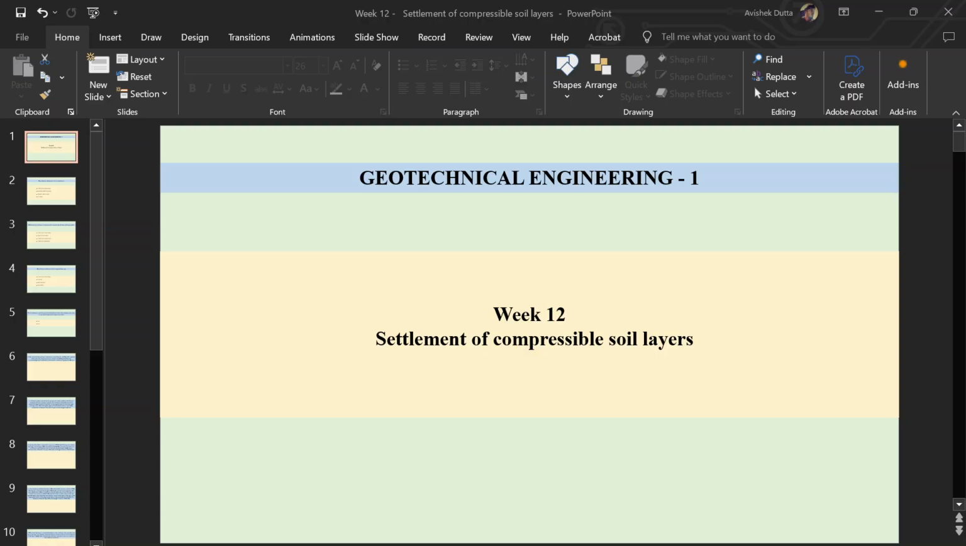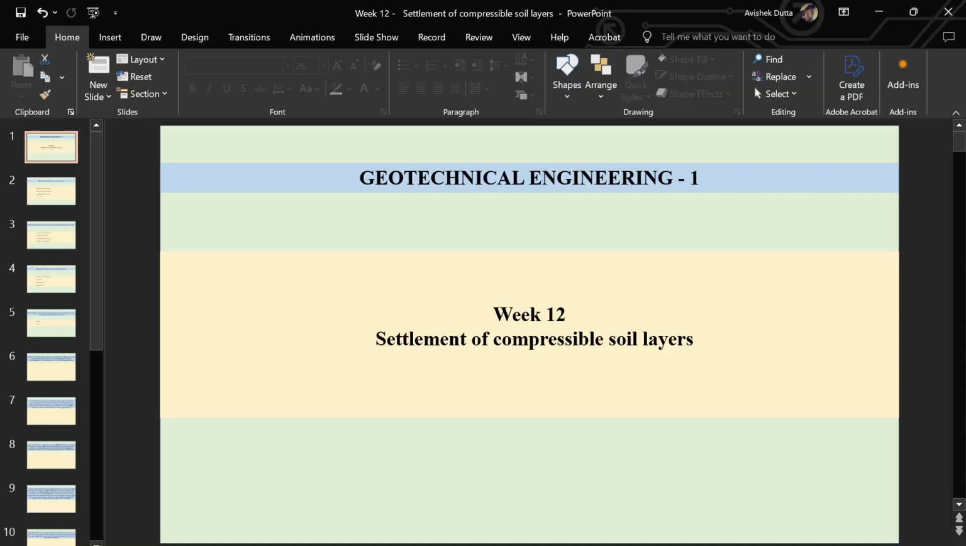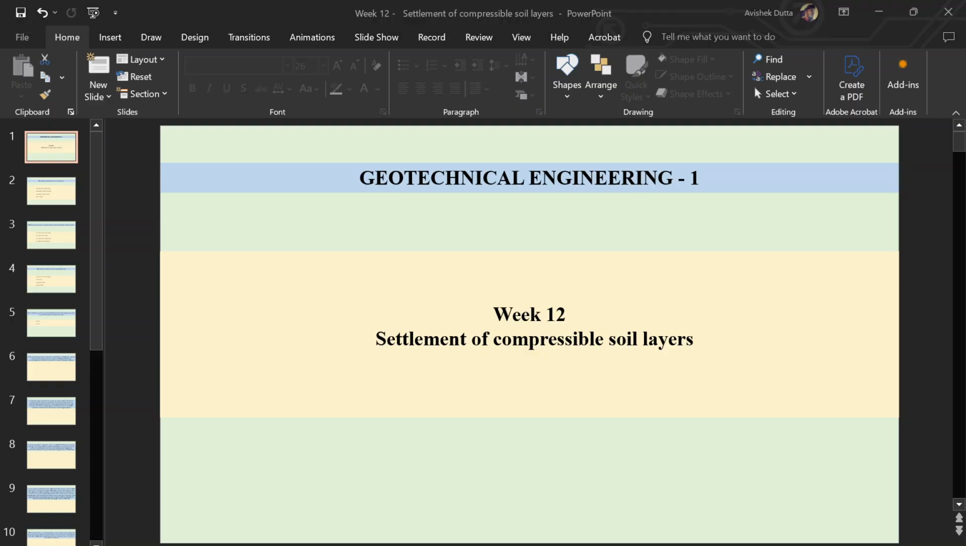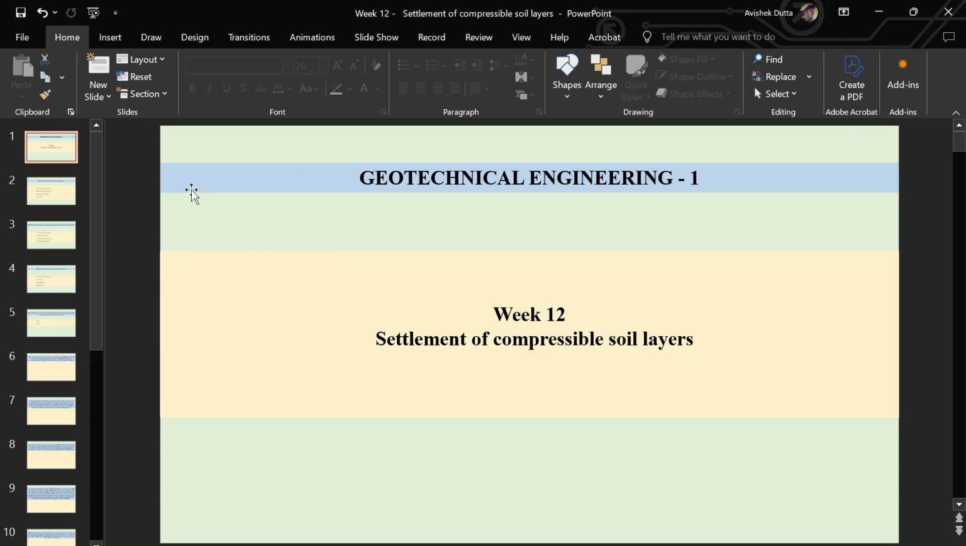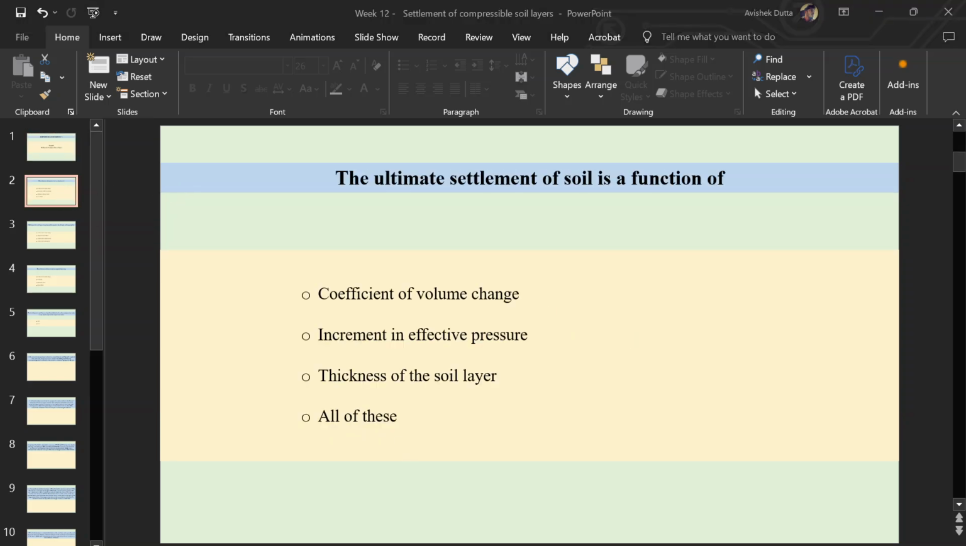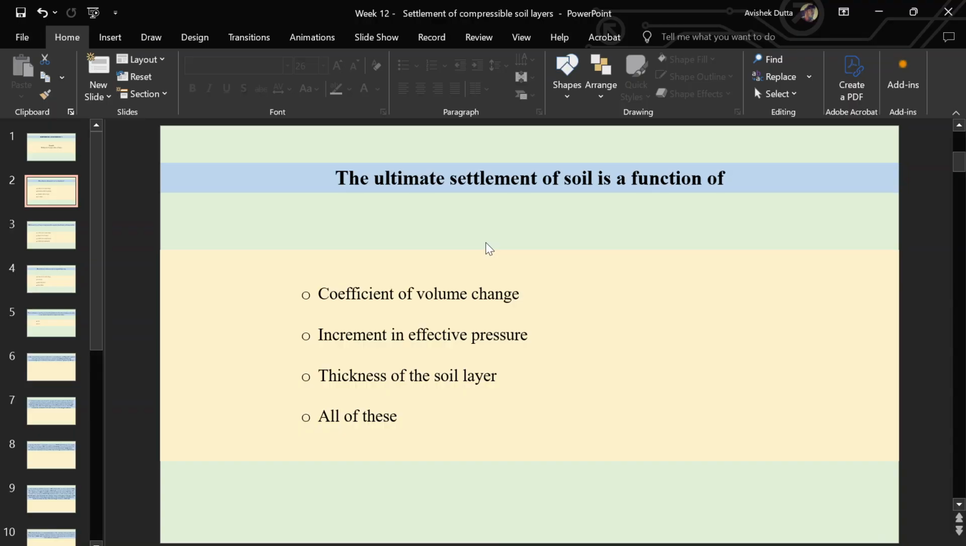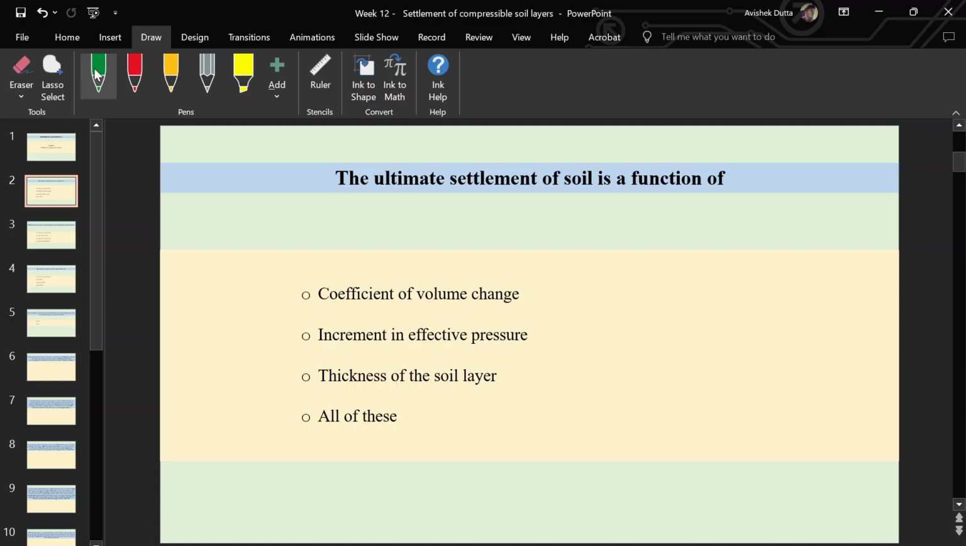I'll start discussing the solutions now. If you have solved it, please correlate the same with the solutions I'm telling. So the first question was, the ultimate settlement of a soil is a function of coefficient of volume change, increment in effective pressure, thickness of soil layer.